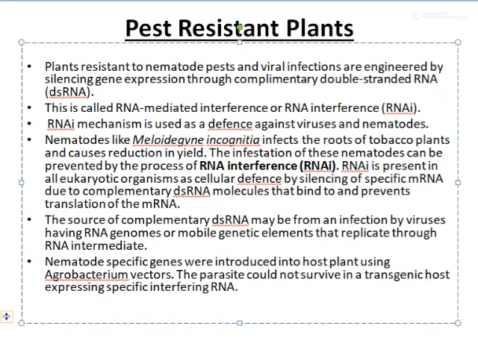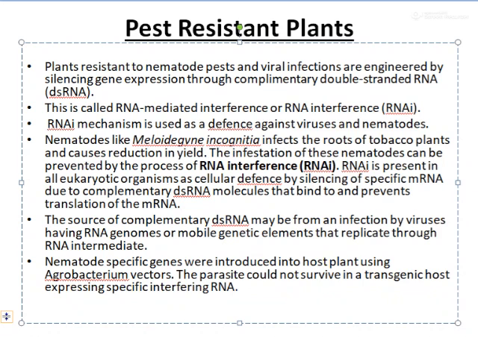In short, the RNAi mechanism is used as a defense against viruses as well as nematodes. For example, the nematode Meloidogyne incognita infects the roots of the tobacco plant and causes a reduction in yield. This infestation of these nematodes can be prevented by the process of RNA interference.